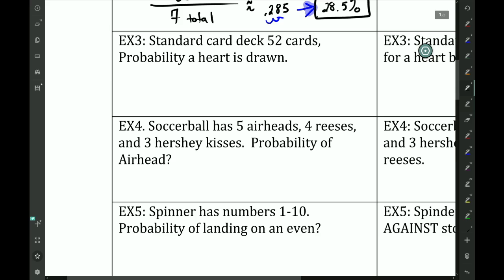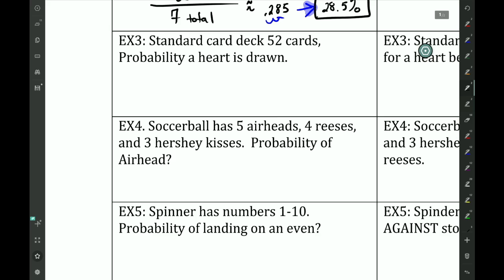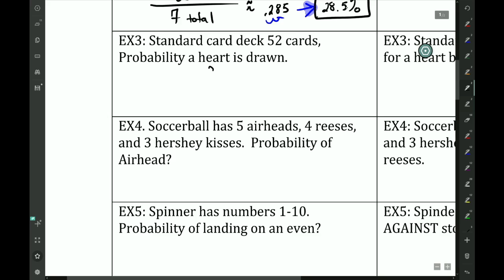Standard card deck, we will be doing more with that in the future. So if you don't know exactly a standard deck, there are hearts, diamonds, spades, and also clubs in the deck, 13 of each. And if I wanted to know the probability a heart is drawn, well, there are 13 hearts. How lovely. 13 hearts over 52, which comes out to be 0.25 or 1/4.